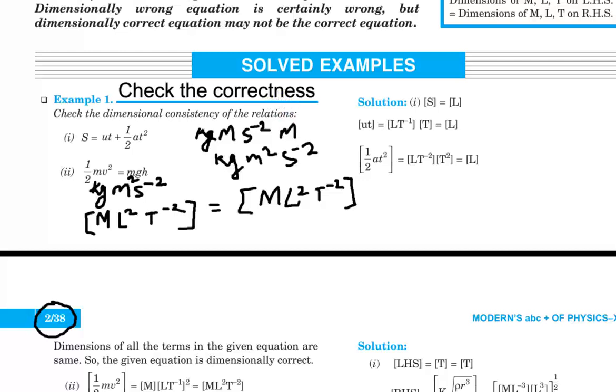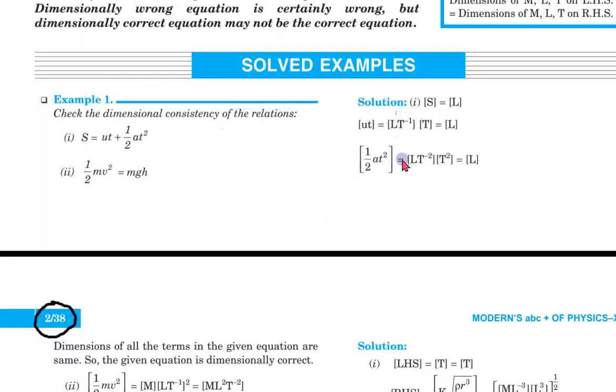Now I'll give you an assignment. I'll give you an assignment every day because we have to practice more problems. Now you have to check the correctness of F equal to MA. This is number 1. Number 2, L equals MVR. Now you can write on your paper.